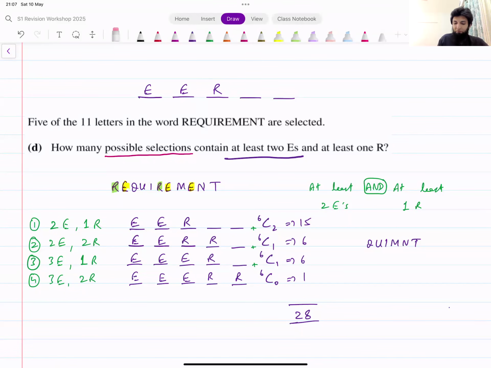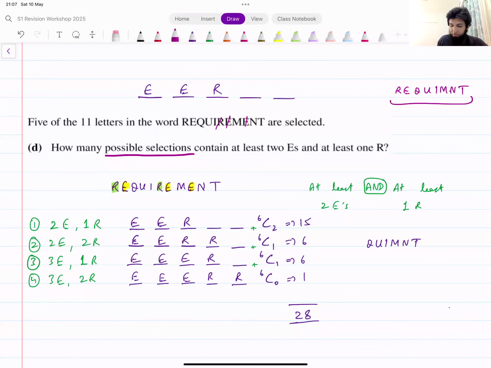Now, if we get rid of 2 E's and 1 R from this total number of letters, what are we left with? 2 E's and 1 R. So we have R, E, Q, U, I, M, N, T. Right? I've gotten rid of 2 E's and 1 R, and that leaves me with this.